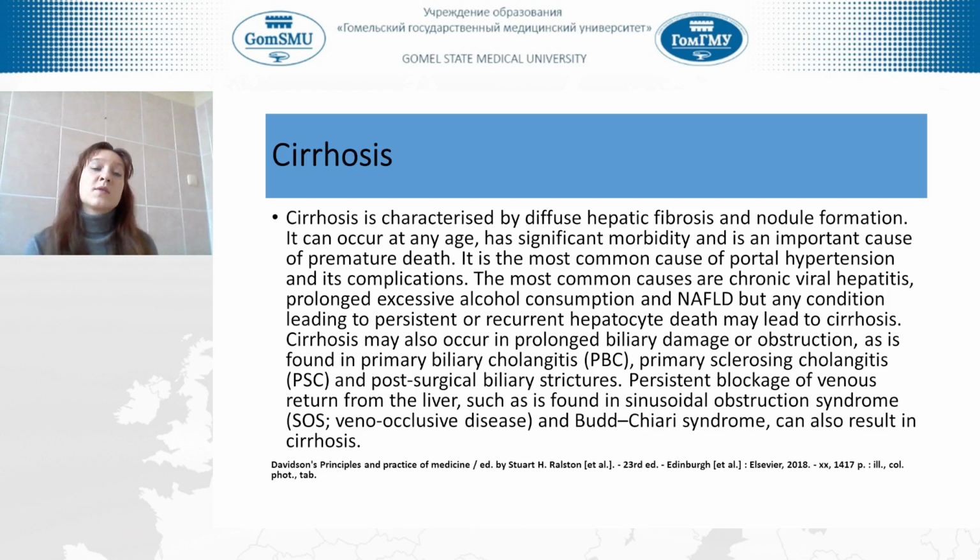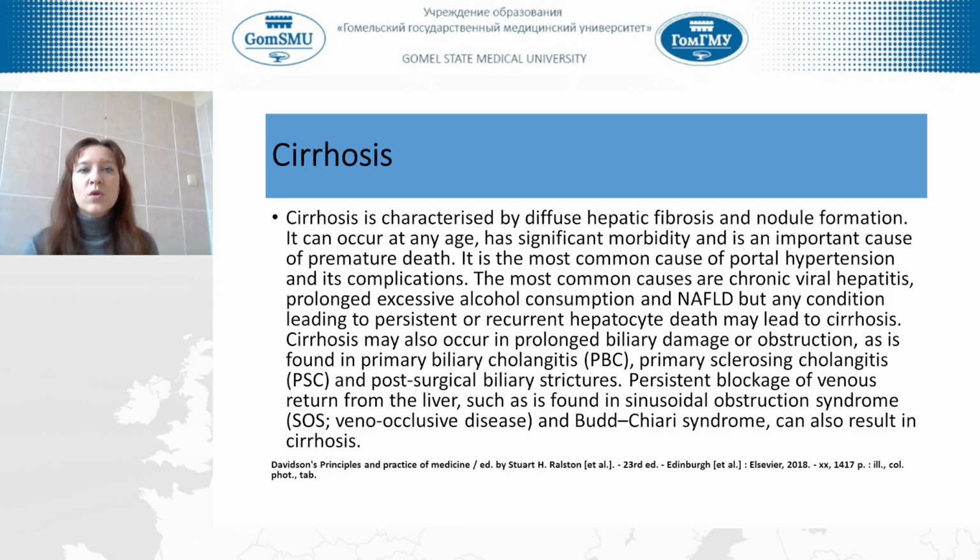Cirrhosis. Cirrhosis is characterized by diffuse hepatic fibrosis and nodule formation. It can occur at any age, has significant mortality, and is an important cause of premature death. It is the most common cause of portal hypertension and its complications. The most common causes are chronic viral hepatitis, prolonged excessive alcohol consumption, and non-alcoholic fatty liver disease. But any condition leading to persistent or recurrent hepatocyte death may lead to cirrhosis.